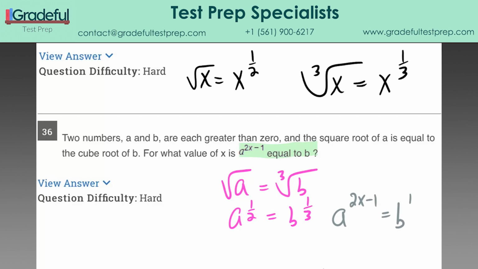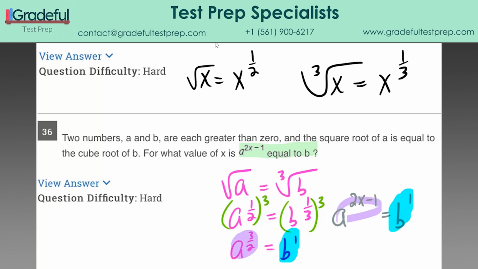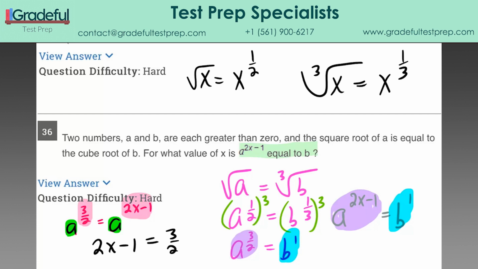In my opinion, we can raise both of these to the 3rd power, and that'll give us a to the 3 over 2 equals b to the 1, which is really useful because we have b to the 1 here and here. And so if both of these things are equal to b to the 1, then they're equal to each other. So in other words, a to the 3 over 2 is equal to a to the 2x minus 1. So let's just write that out here. a to the 3 over 2 equals a to the 2x minus 1. And if the bases are the same, which they are, then that means that we're allowed to assume that the exponents are also the same. So 2x minus 1 equals 3 over 2, and we're just solving that now.